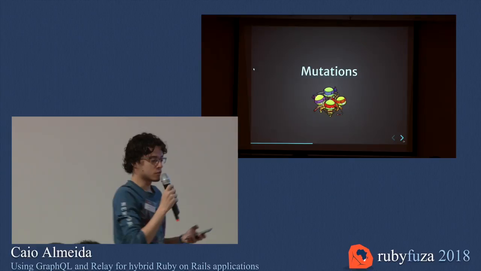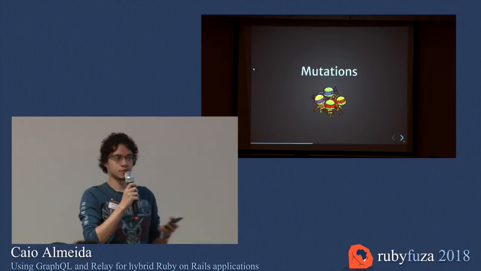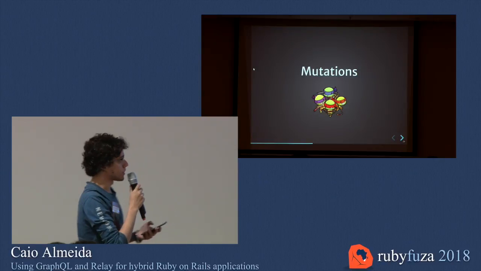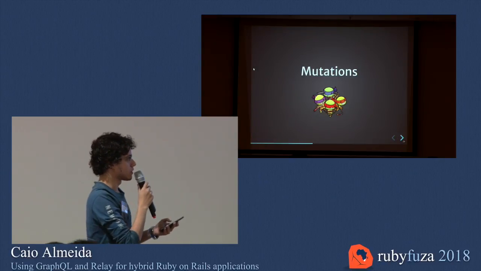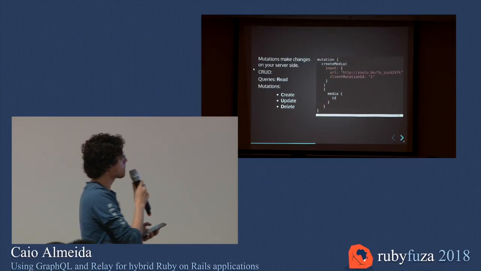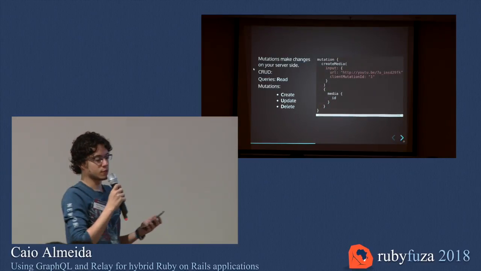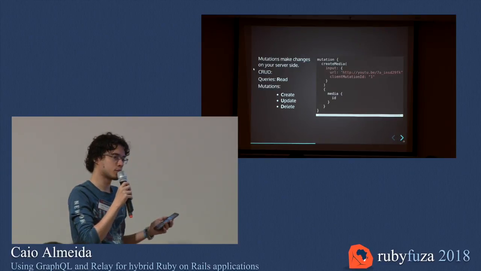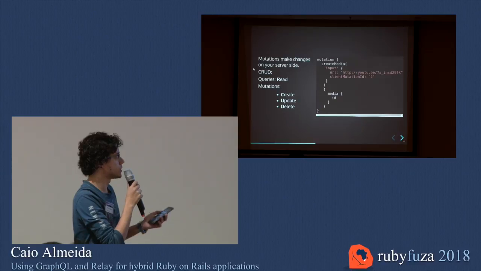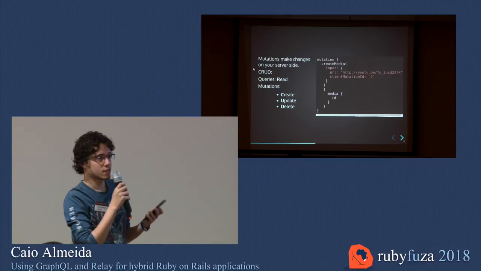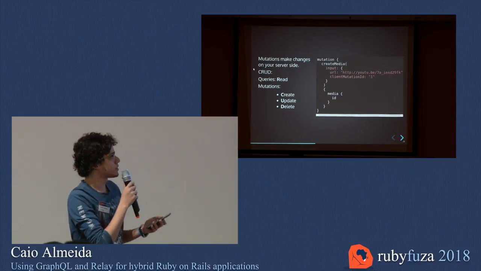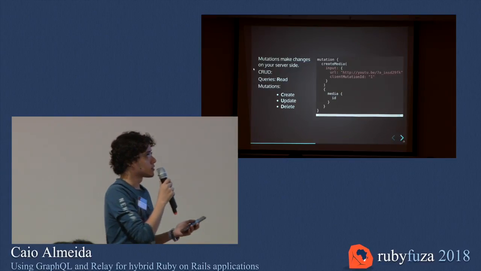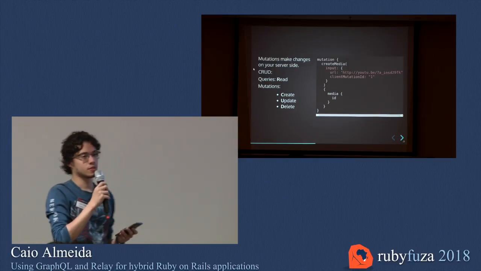So everything I talked so far is about how to retrieve data from the backend. Now how can we make changes to the backend? That's where mutations come into play. So when we talk about the CRUD operations of our application, everything I talked so far about the GraphQL queries are on the read part. Mutations are the parts responsible for creating, updating, and deleting stuff. The way that a mutation looks like, it's very similar to a GraphQL query.